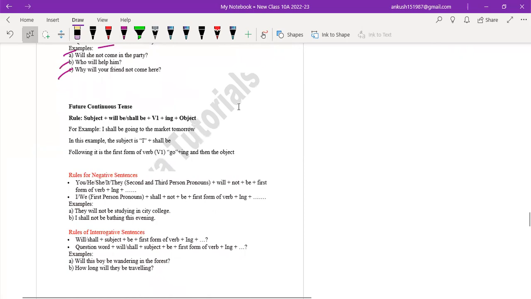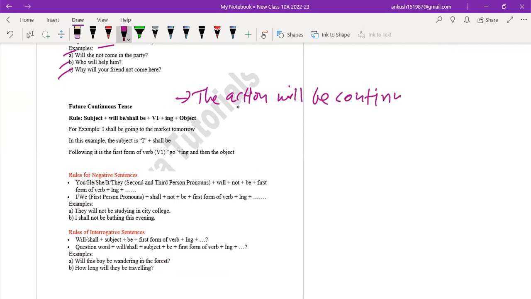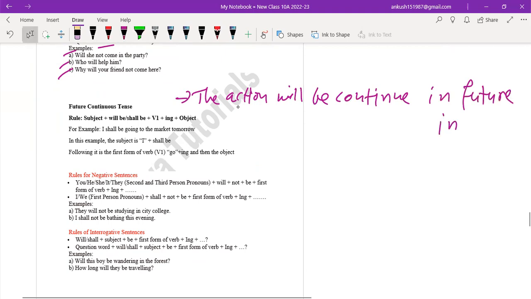See, future continuous tense. What does it tell you? It tells you that the action will be continued in future time. So subject will be or shall be. See here, in the continuous form of the future tense, we need to use be after the helping verb, and the ing form of the main verb, and object over there. I shall be going to the market tomorrow. Understood?